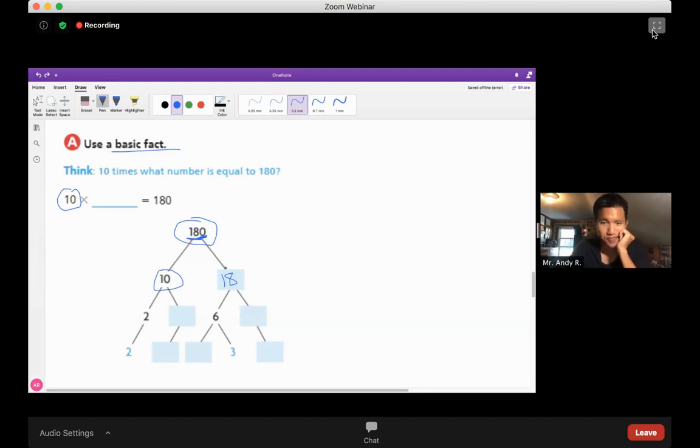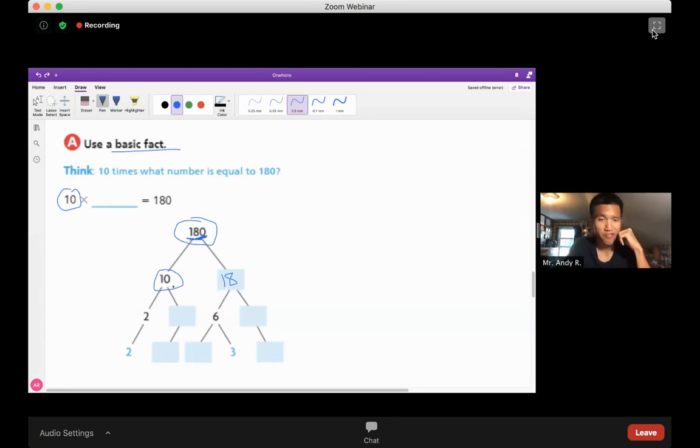Now that we got 10 and 18, prime factoring means we have to keep factoring them until they become prime numbers. So is 10 a prime number? No. Is 18 a prime number? No. You can do 9 times 2 to get 18. You can do 6 times 3 to get 18.